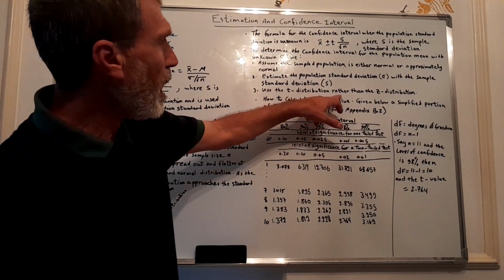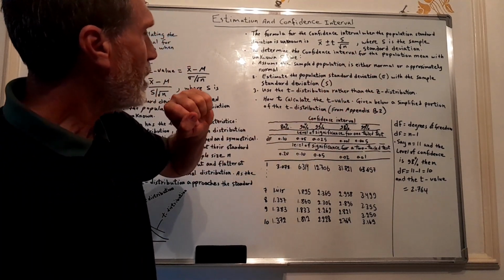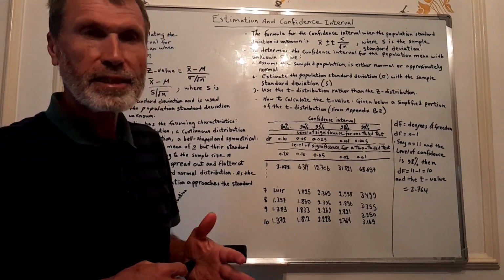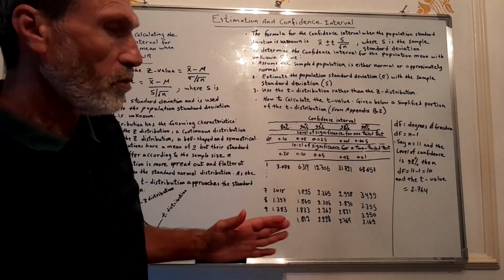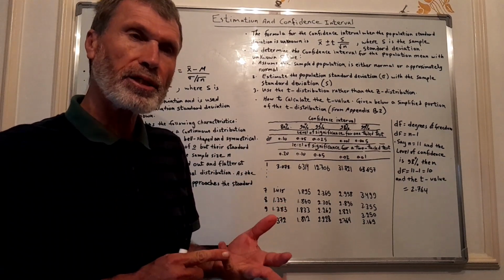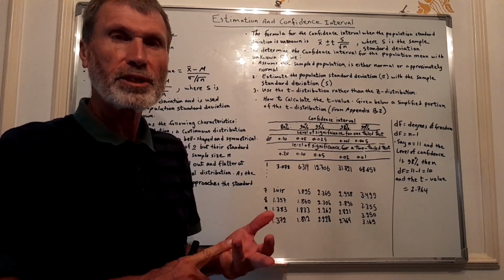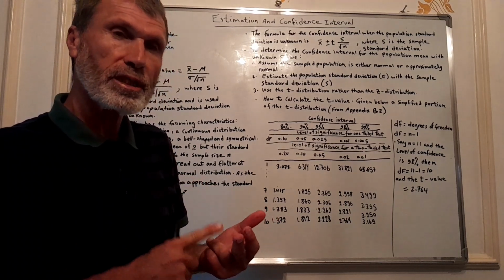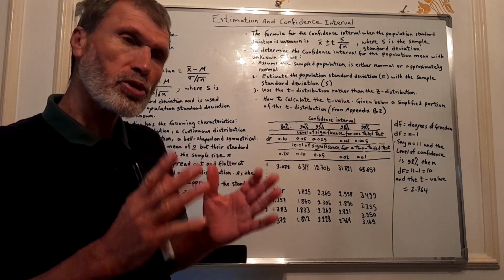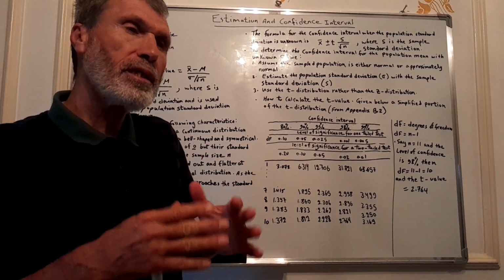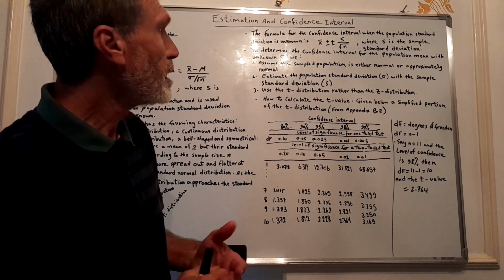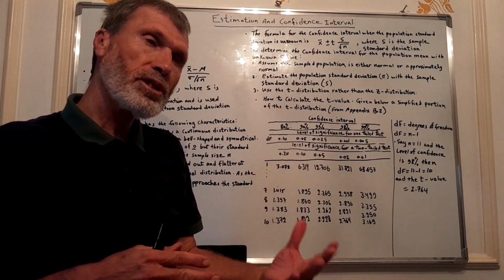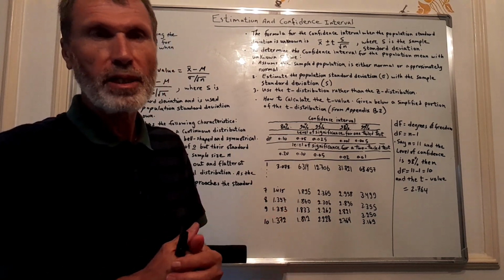Third, use the t distribution rather than the z distribution when the population standard deviation is unknown. Of course, we're going to assume that the population follows a normal or approximately normal distribution. And we're also going to estimate the population standard deviation with the sample standard deviation.